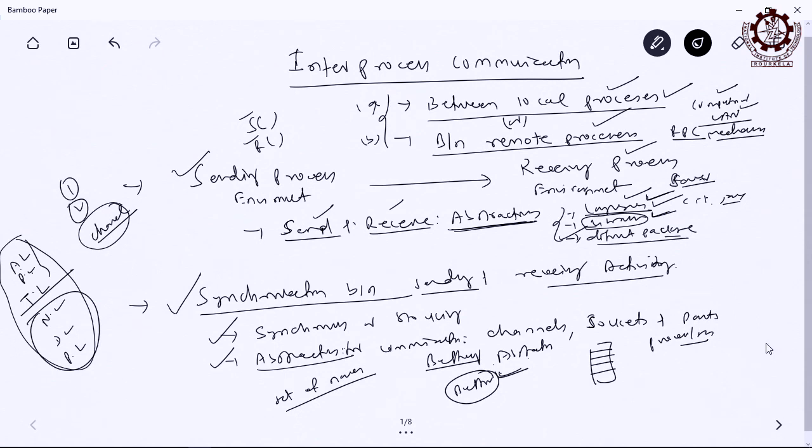Synchronous is also called blocking, because it will block the message and wait for the other messages, but asynchronous is called non-blocking. There are two types, blocking and non-blocking, which are the other names. Synchronous means blocking, asynchronous means non-blocking.